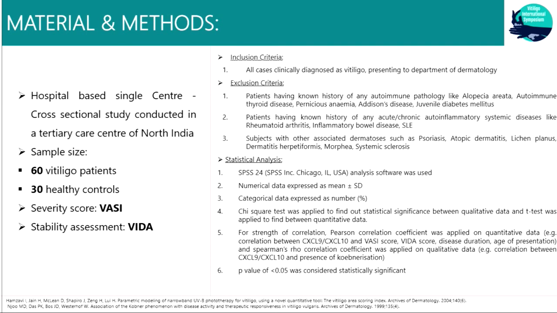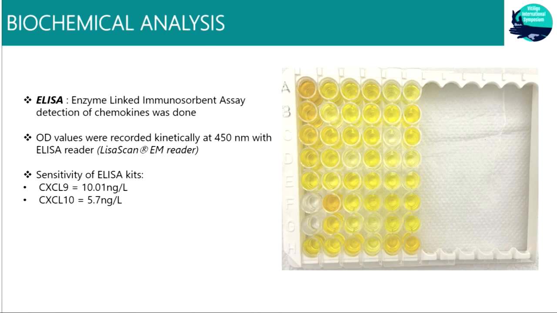Patients having any known history of autoimmune pathology, or acute or chronic autoinflammatory systemic or cutaneous dermatosis were excluded. The biochemical analysis was done using ELISA and the OD values were recorded kinetically at 450 nanometer with an ELISA reader. The sensitivity of the kits used in this process for CXCL9 was 10.1 nanogram per liter and for CXCL10 it was 5.7 nanograms per liter.